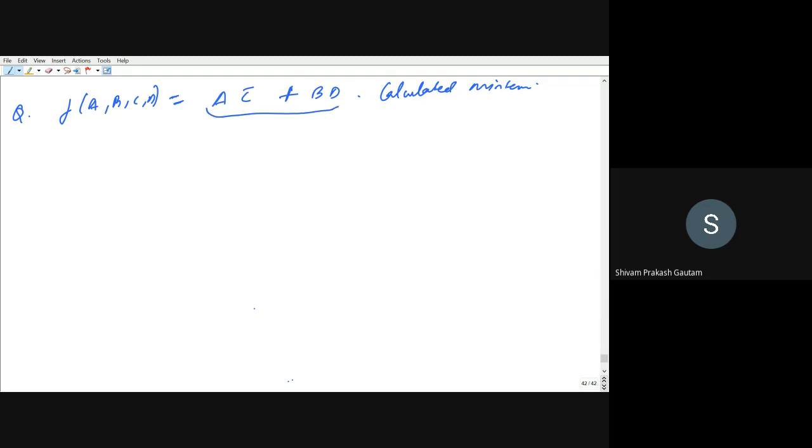form. How many variables we are having? 4 variables, but each term is containing only 2 variables, right? So this is not in standard sum of product form. So first we have to convert it into a standard sum of product form to calculate the minterm.